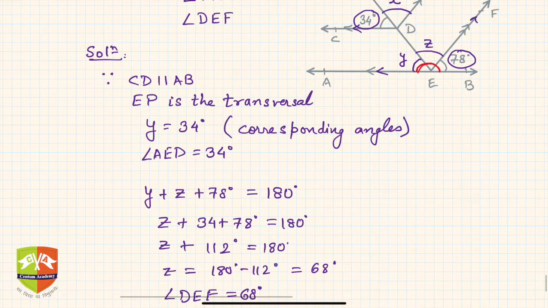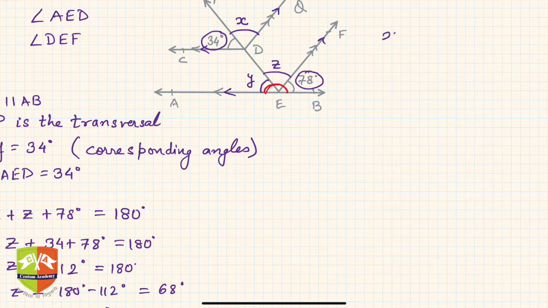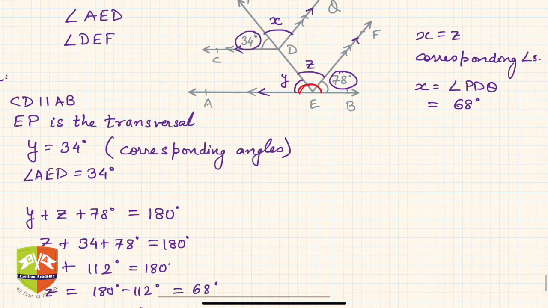And since Z will also be equal to X, X will be equal to Z. Why? These are corresponding angles. So hence X, that is angle PDQ, is equal to 68 degrees as well. So this is how we find the solution to this question.